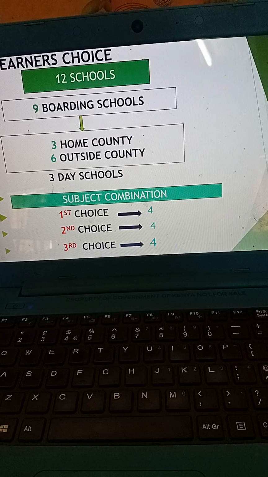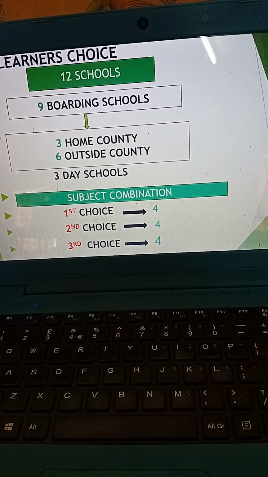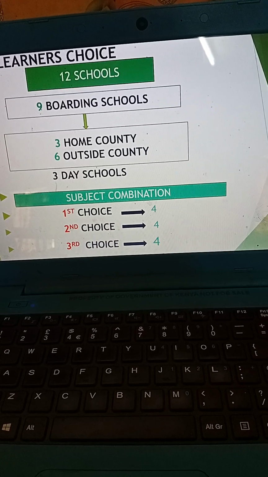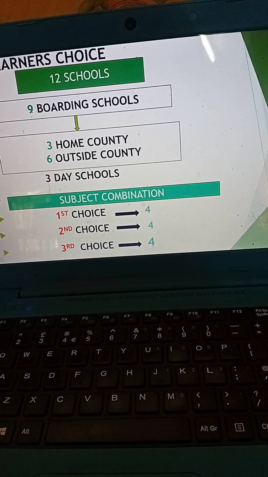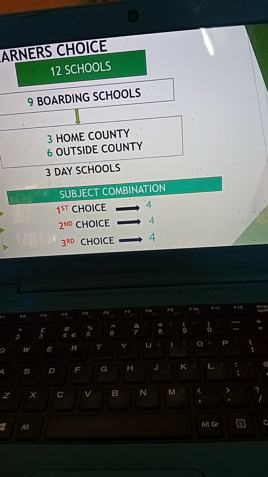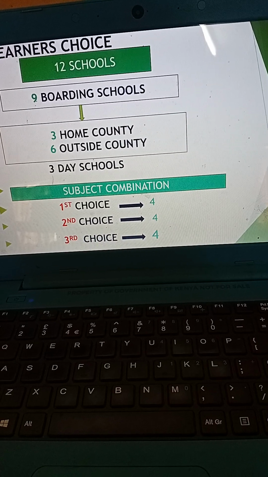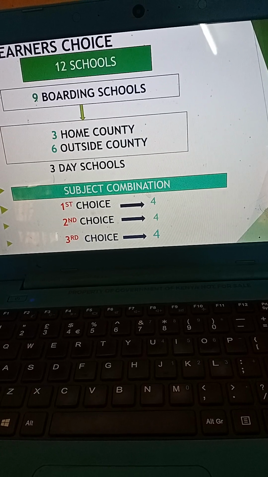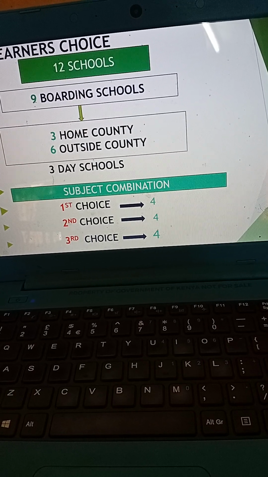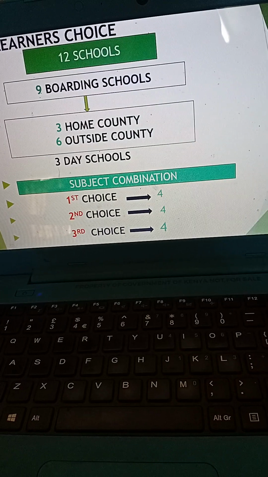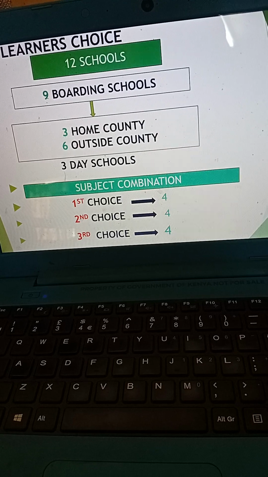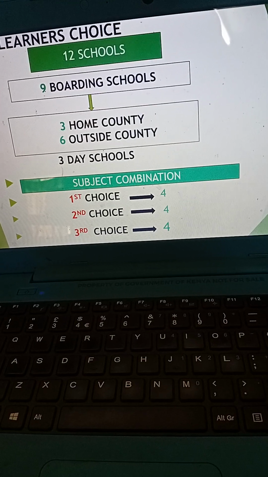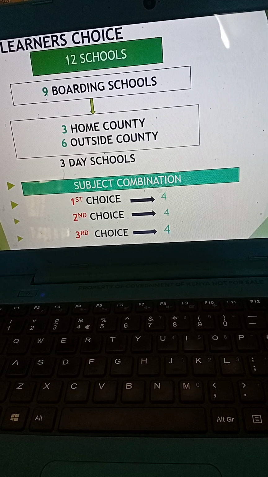First of all, as you are aware, the learners are supposed to select 12 schools, and out of the 12 schools they're supposed to select 9 boarding schools. Of these 9 boarding schools, 3 are supposed to come from the home county, and 6 are supposed to come from outside the county. And then from there we have 3 day schools within your sub-county or your location. So when you add 3 plus 6 plus 3, you get a total of 12.